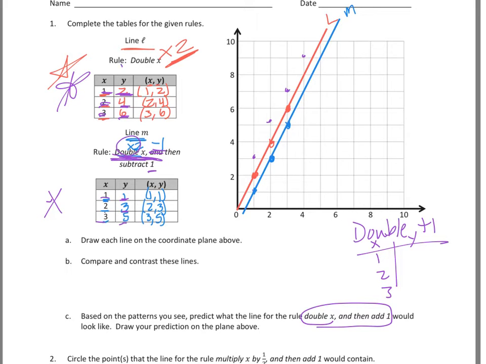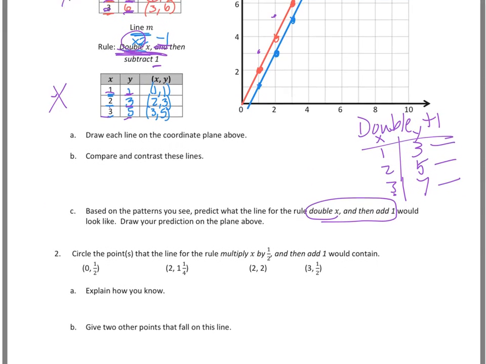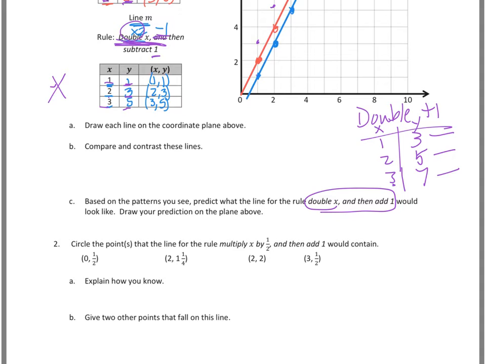So if I double 1, I get 2 plus 1 is 3. Double 2, which is 4, plus 1 is 5. Double 3 is 6, plus 1 is 7. And look, I have 3, 5, 7 in the y, 2, 4, 6. So it's 1 above in the y column. And it looks like it's going to say, draw your prediction on the plane above. So those are the coordinates I could use to plot and then draw my line.